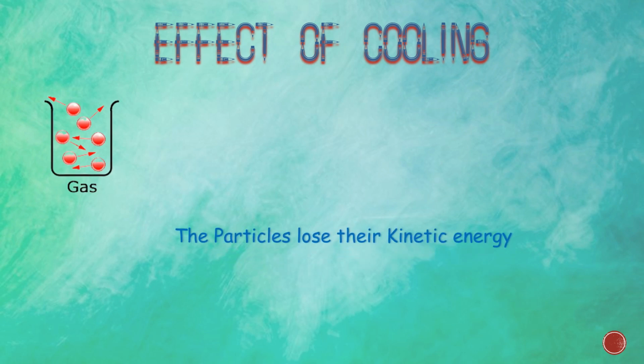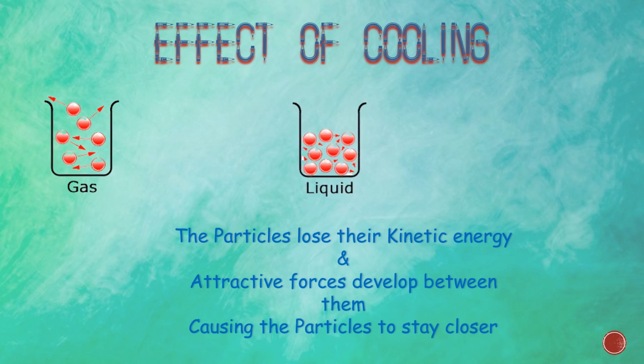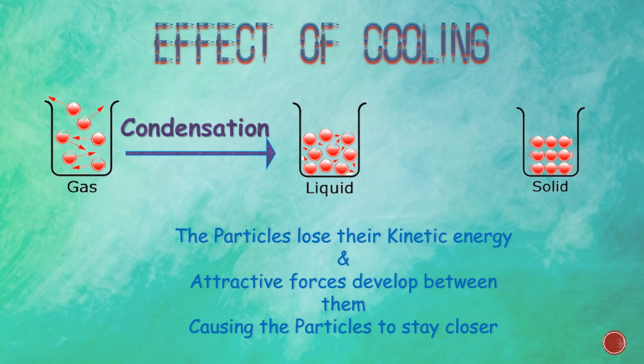However, we can reverse all those changes by cooling. When a gas is cooled, the particles lose their kinetic energy and the attractive forces start developing between them, causing the particles to stay closer and form a liquid. This change from a gas to liquid is known as condensation. On further cooling, the liquid changes to solid, and this process is known as freezing. All these states can be interconverted by heating or cooling.